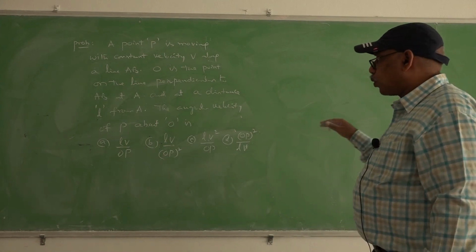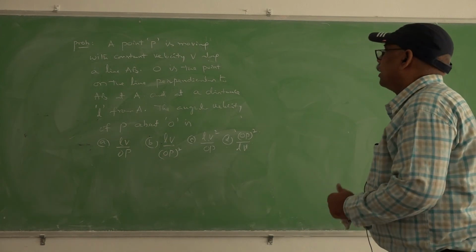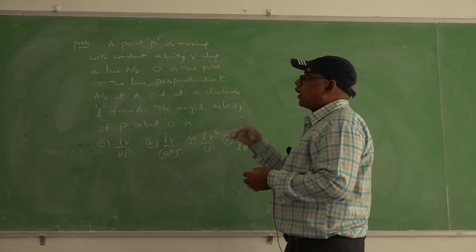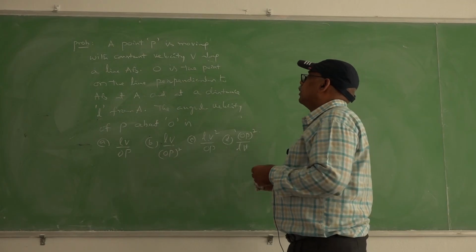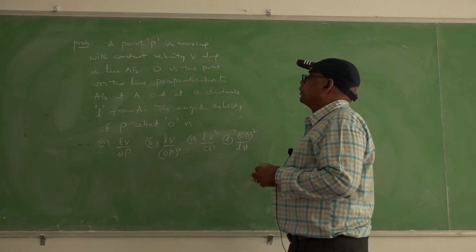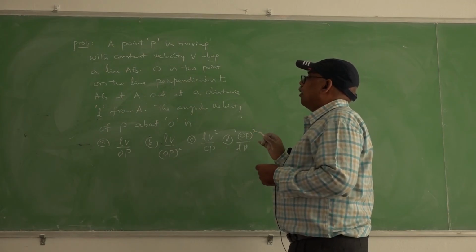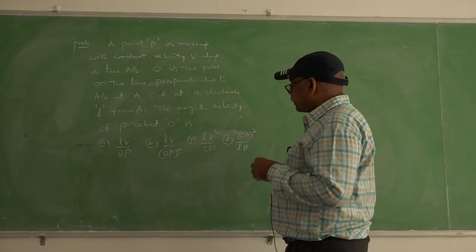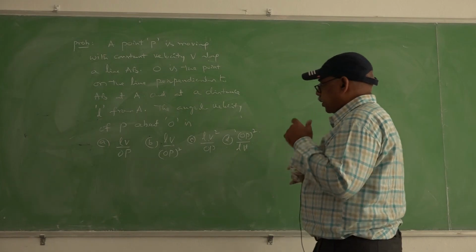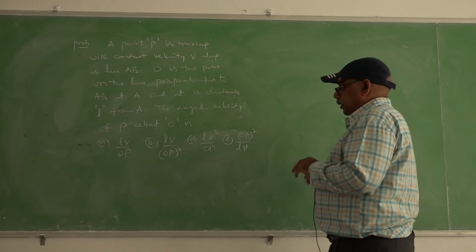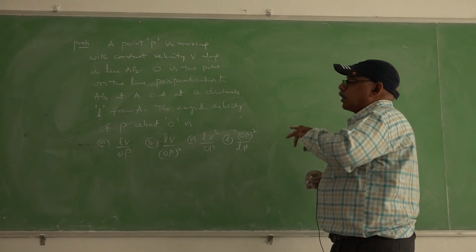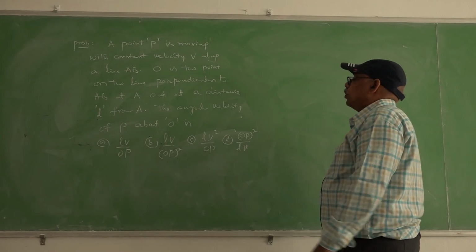Now a point P is moving with a constant velocity V along a line AB. O is a point on the line perpendicular to AB at A, at a distance L from A, that is fixed. Find the angular velocity of P about O.